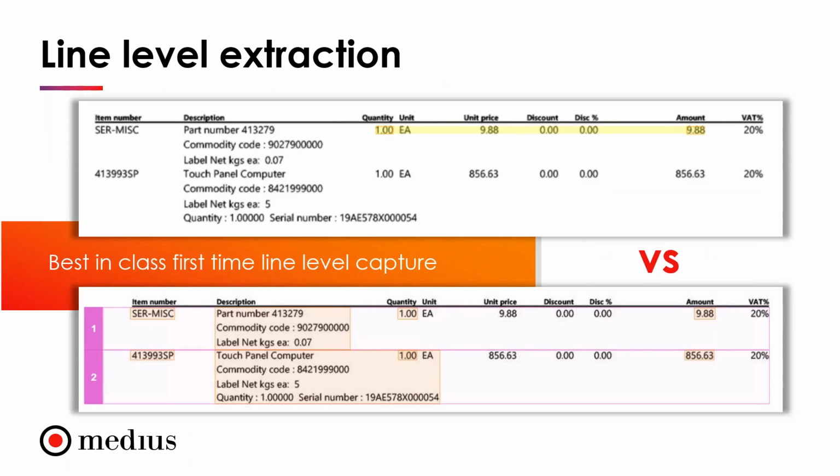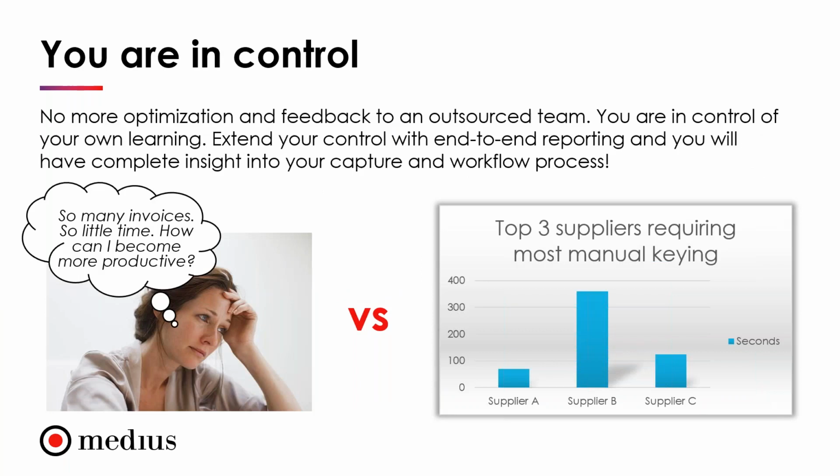When we look at line level extraction, you will receive the best-in-class first-time line level capture solution. So you have all lines on an invoice captured the way it should be. You are also in control. And when we say you're in control, it means no more optimization and feedback to an outsourced team. You are in control of your own learning. Extend your control with end-to-end reporting, and you will have complete insight into your capture and workflow process.